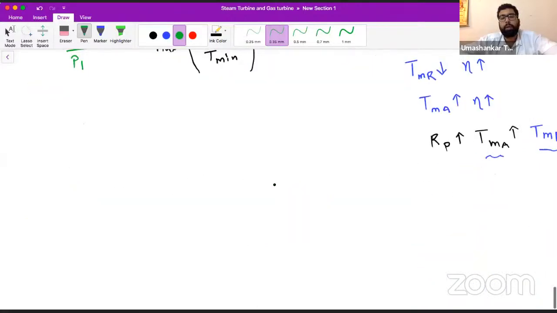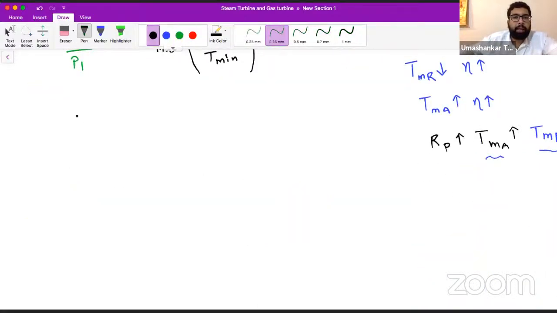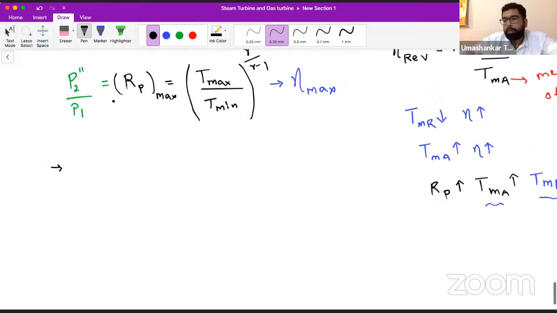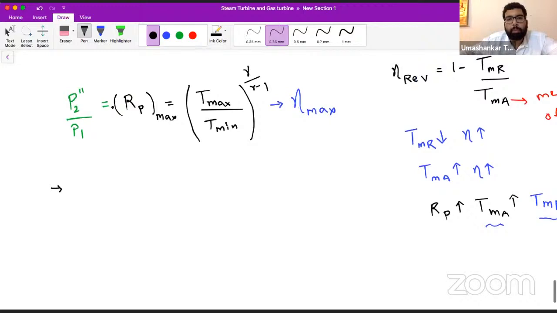Okay. So moving ahead. If the pressure ratio goes to its maximum possible, efficiency is max, but work done is going to be almost zero.